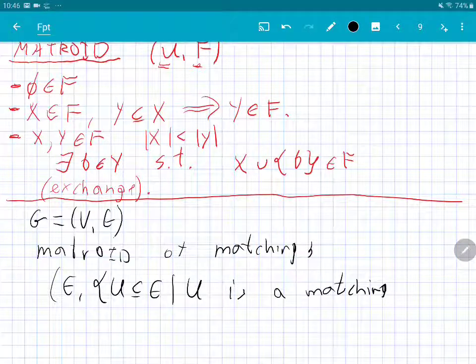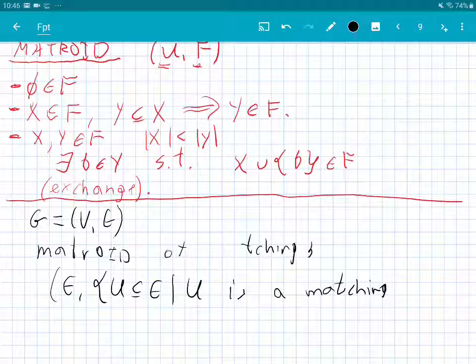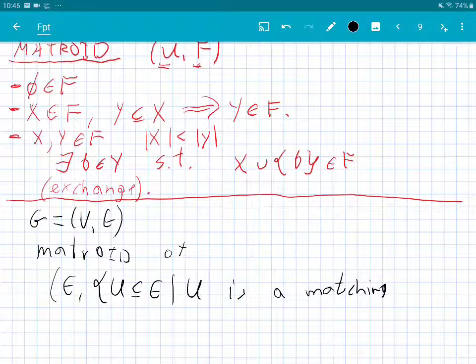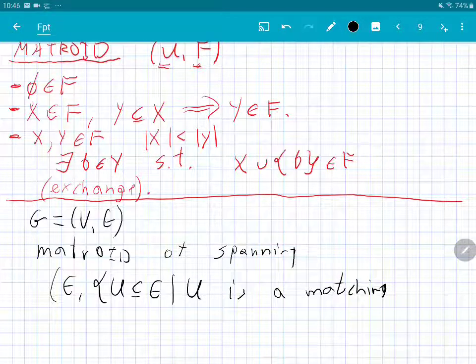Do we want a matching? We can do the matching, I guess. Well, let's not do matching, because in fact matching, I think it's true, but it requires more work. Let's do the Matroid of spanning forests.